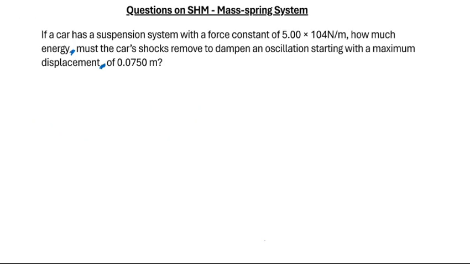If a car has a suspension system with a force constant of 5 times 10 raised to the power 4 Newton per meter, how much energy must the car's shocks remove to dampen an oscillation starting with a maximum displacement of 0.075 meter? Now, here we are to list our parameters out. The first parameter that we have is the force constant K, which is 5 times 10 raised to the power 4 Newton per meter.